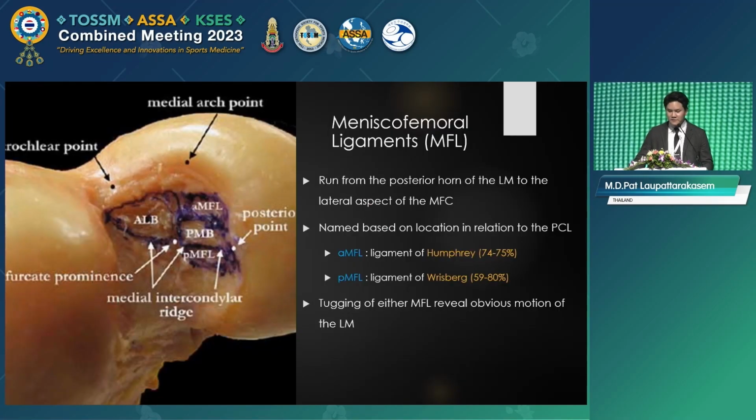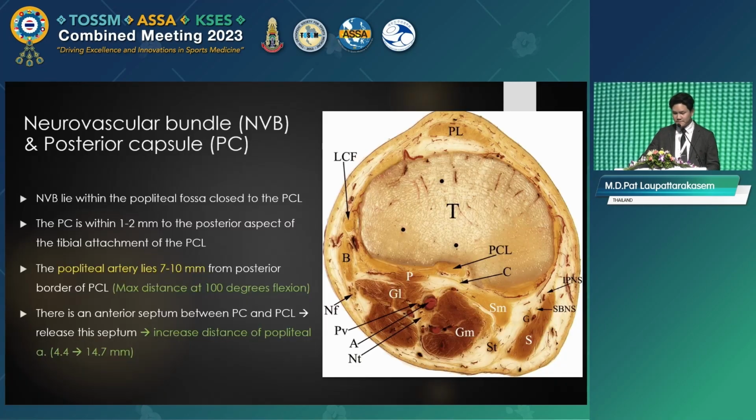The meniscofemoral ligaments run from the posterior horn of the lateral meniscus to the lateral aspect of the medial femoral condyle. Their names are based on their location in relation to the PCL: the anterior meniscofemoral ligament, also known as the ligament of Humphrey, and the posterior meniscofemoral ligament, also known as the ligament of Wrisberg. The incidence of identifying both bundles is roughly 70%.